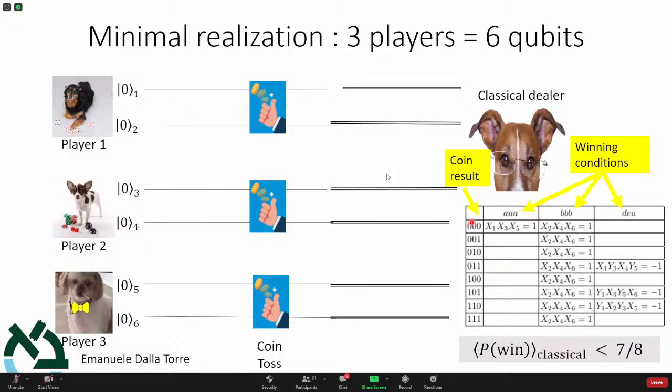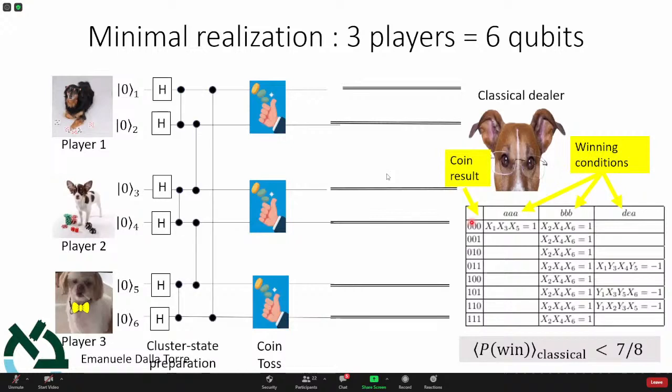Actually, the classical strategy is very simple once you do it. Okay, so this is the classical game. So that's not very interesting. What is interesting is that actually you can do better with a quantum computer or a quantum system. How? The idea is that before the game starts, you prepare all the players in a correlated state.